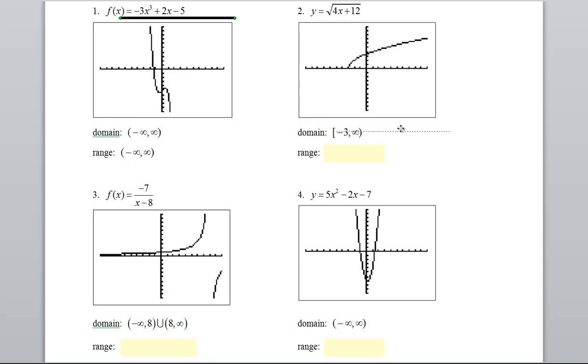Let's try this one. I don't hit any negative y values. I don't hit a y until right here on the x-axis, and on the x-axis is a y value of 0. And as I scan on out, I hit an arrow, which means positive infinity. So I should have bracket 0 to infinity. If it's usable, you have a bracket. If it's not, you have a parentheses.